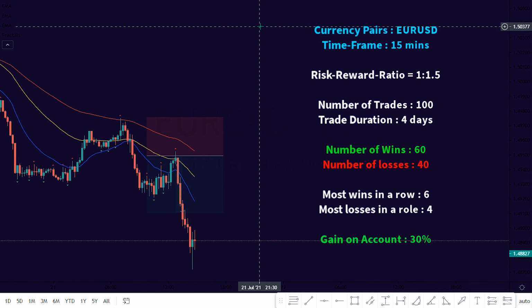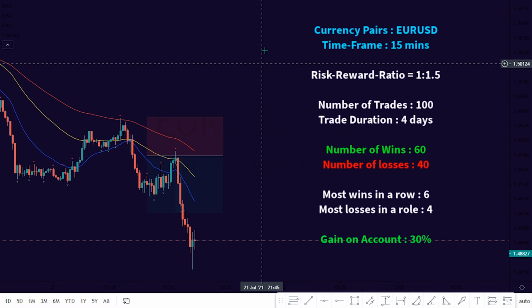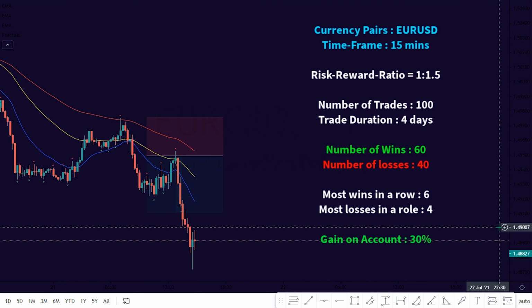So here's the result I got on the 15-minute chart frame of the Euro USD. I implemented the 1 to 1.5 ratio. That was on 100 trades for 4 days. I got 60 wins and 40 losses. Most wins in a row is 6. Most losses in a row is 4. Gain on the account is 30%. Here's a good trading record.